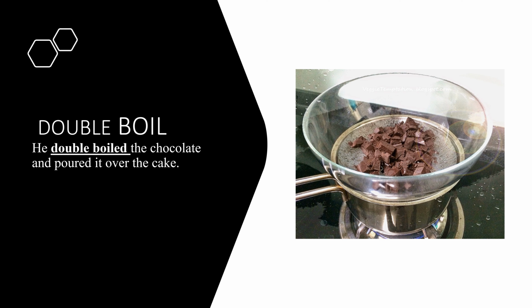Double boil. It means to cook food in a double boiler. So what is a double boiler? As you can see in the picture, there will be a large pan containing hot water, into which a small pan is set in order to cook or melt food. He double boiled the chocolate and poured it over the cake.